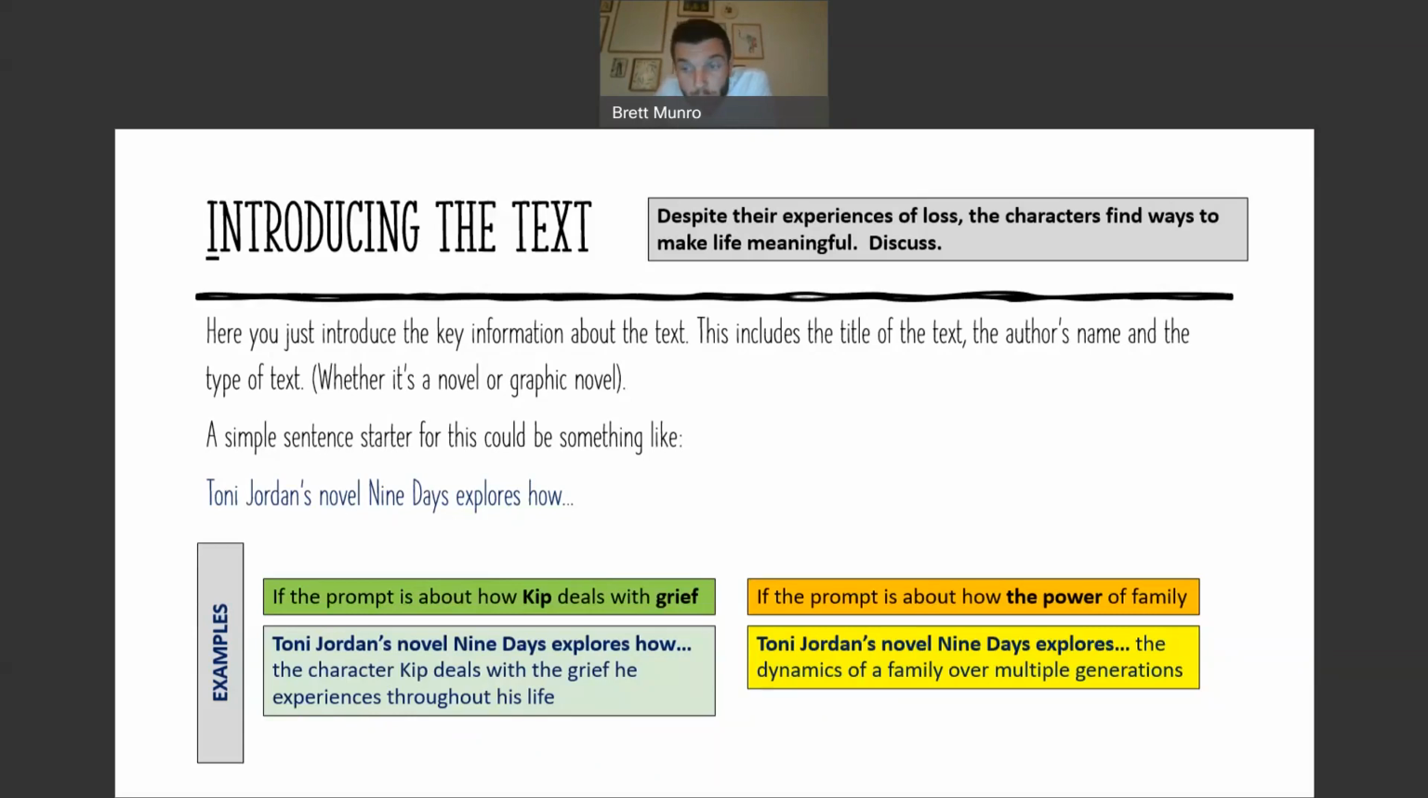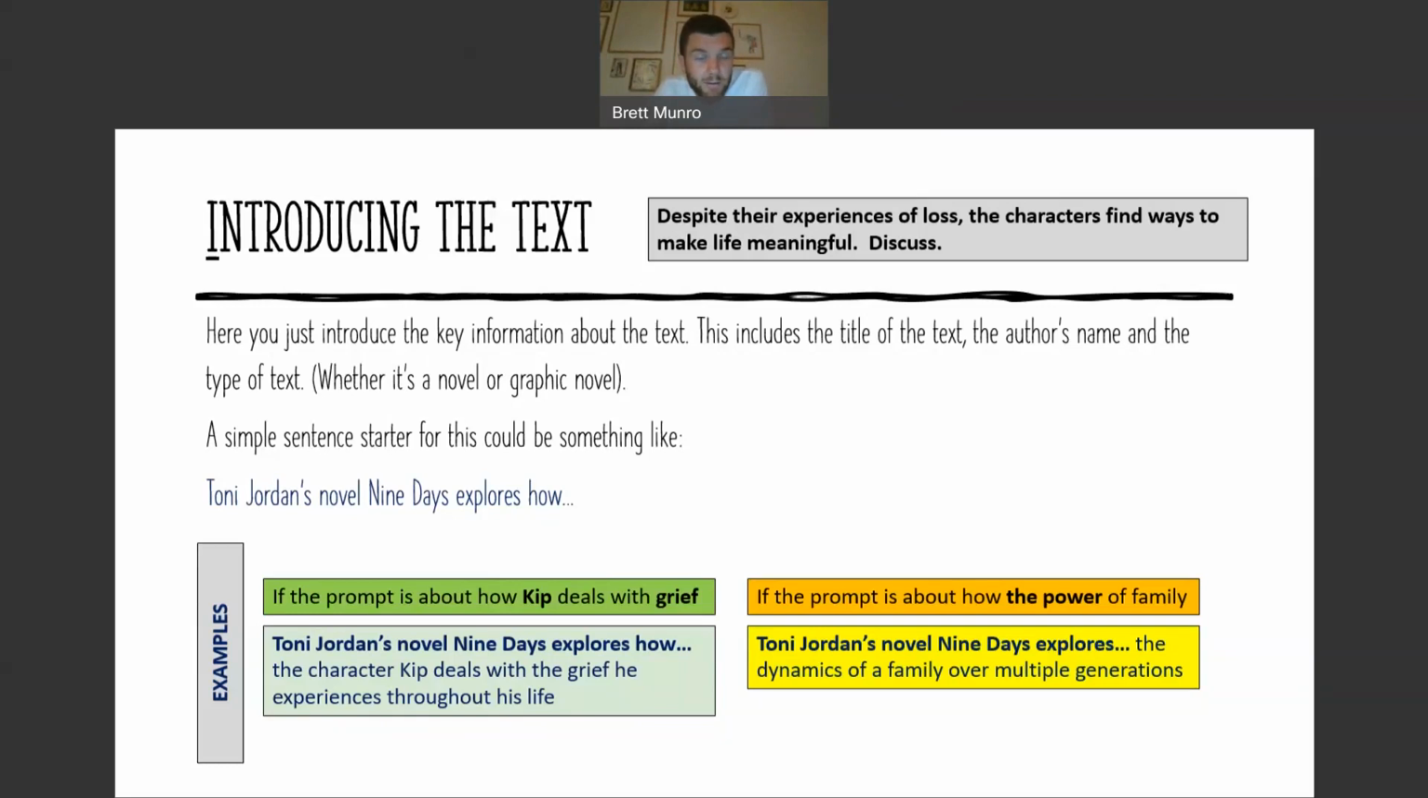You can see with both of these examples, they're just introducing the text, but they're also providing that little connection to the prompt as well. So it's not just a vague statement about the text, it's actually making sure that your assessor is aware that you know what you're talking about or what the prompt is that you're going to be writing about. Of course, you could word this differently. You start by mentioning 9 Days.